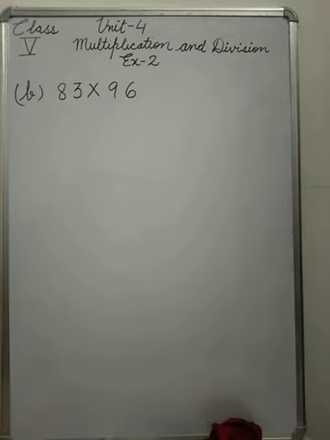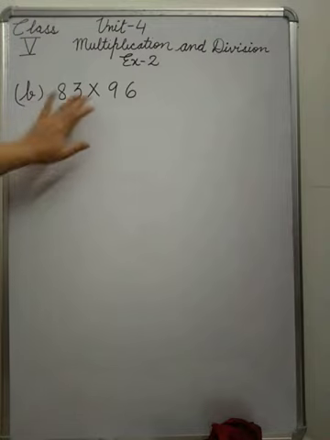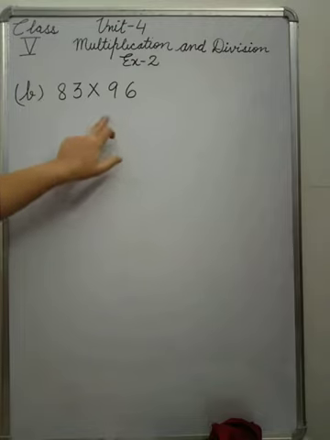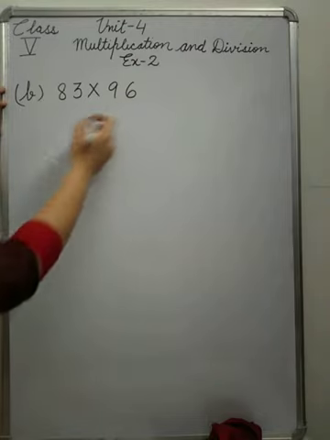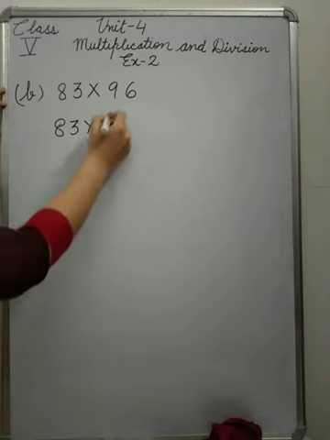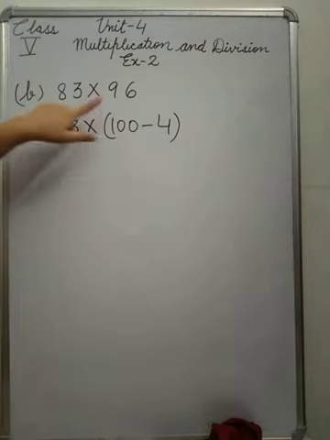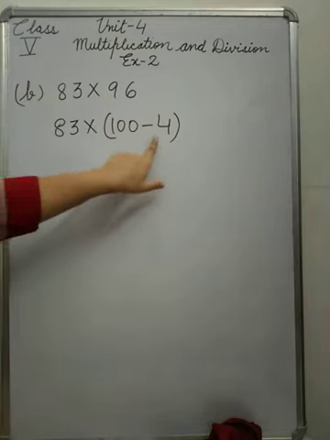Now the next is the B part, 83 into 96. Now you can do this as 80 plus 3 also, or 90 plus 6 also. But what will be the very easy way? The very easy way is when you are breaking into 100 plus or 100 minus. That will be much easier. So see, 96 can be written as 100 minus 4. Clear? 96 can be written as 100 minus 4.